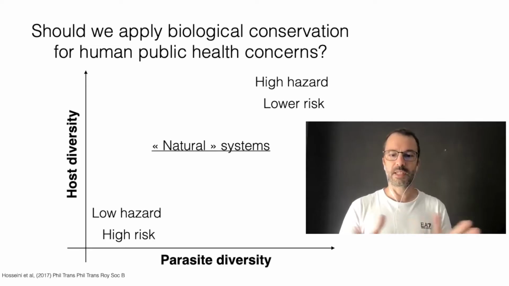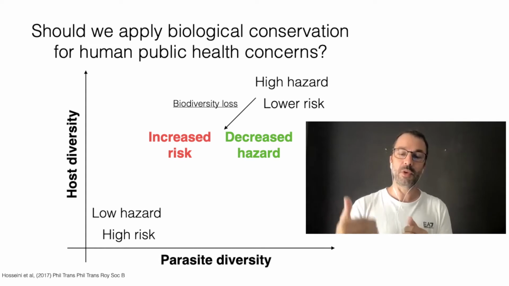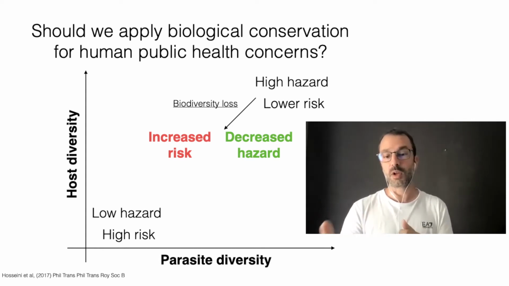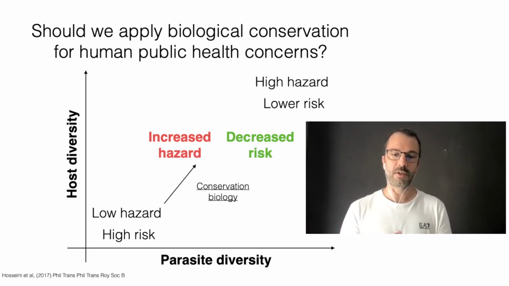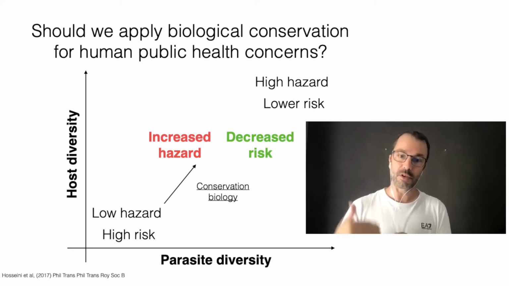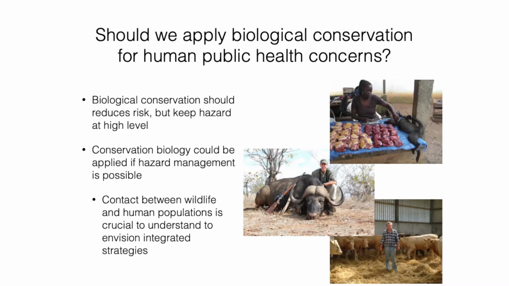So when we try to answer this question, should we apply biological conservation for public health, we have to consider this gradient between parasite diversity and host diversity. When we have natural systems that are somewhere in the middle of this gradient and we have biodiversity loss, it means that we are decreasing the hazard, because we lost host species and so we lost their pathogens, but we also increase the risk of transmission, because the dilution effect is going to be removed. But when we apply conservation biology, it means that we decrease the risk, but we increase the hazard, because we will have more pathogens within the system.